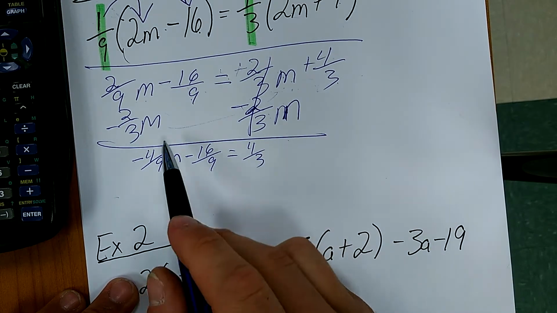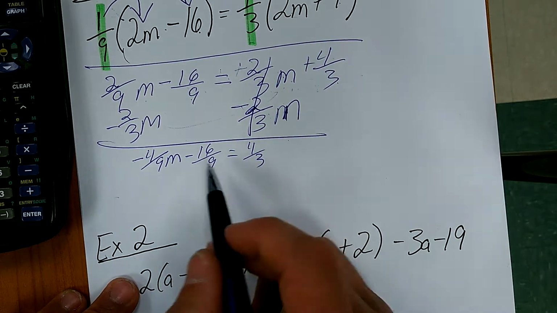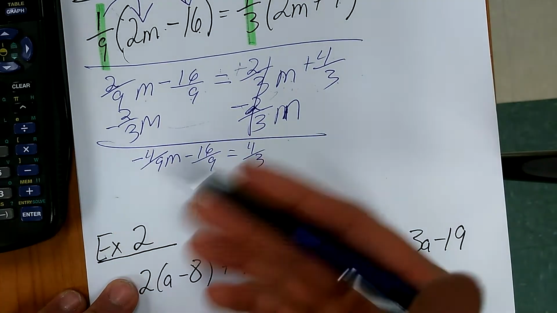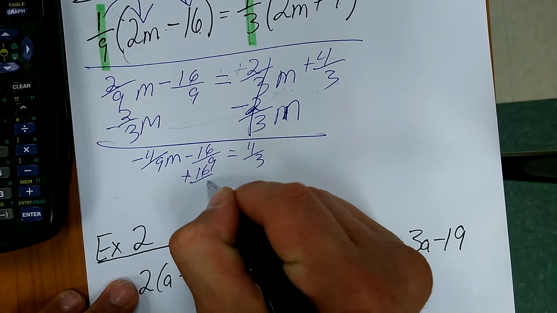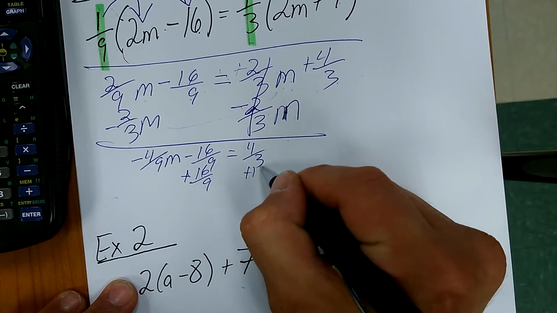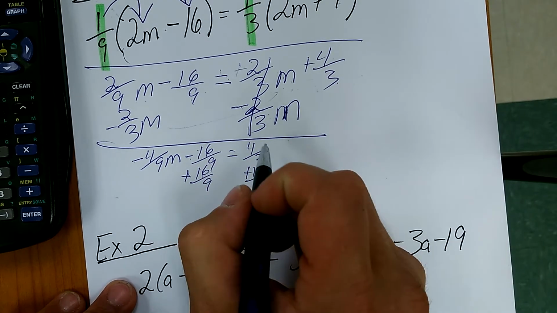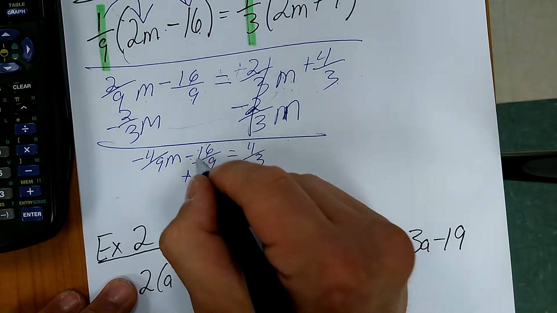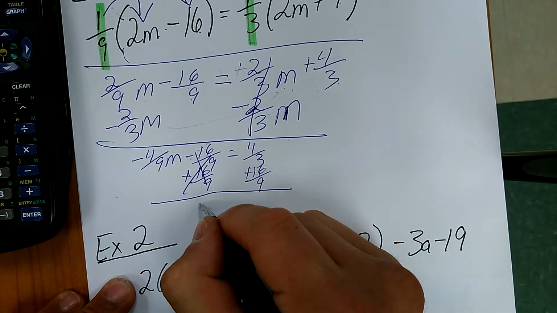So now, because we have all of our variables on one side, we need to get all of our numbers on the other side. In this case, we're working with rational numbers because they are fractions, so we need to add 16/9 to both sides, because we're moving this -16/9 to this 4/3 here. We bring down our -4/9 m.